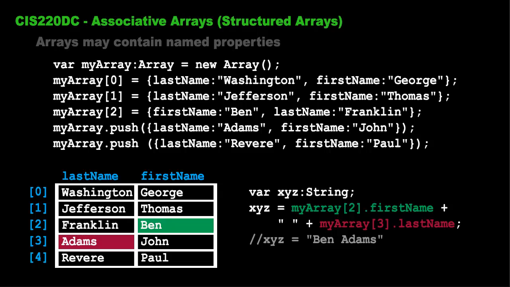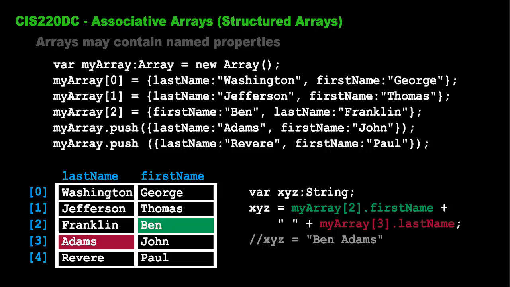Last name is the key, and the value is Washington. And then I have another key of first name and a value of George. And then I do the same thing with element 1, and I have a key of last name, value Jefferson, and then first name Thomas. And then on the third one, which is myArray element 2, notice I switched the order. I gave first name first and then last name. And ActionScript doesn't care what order you put these in.